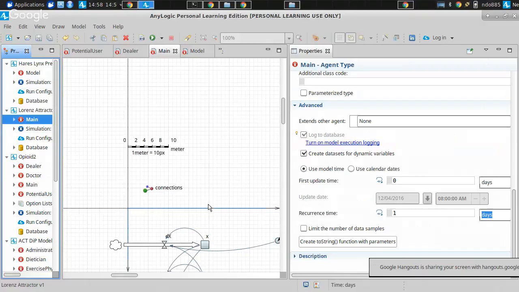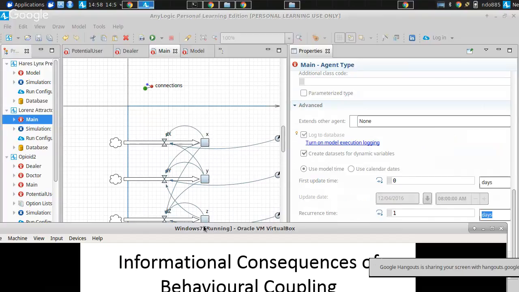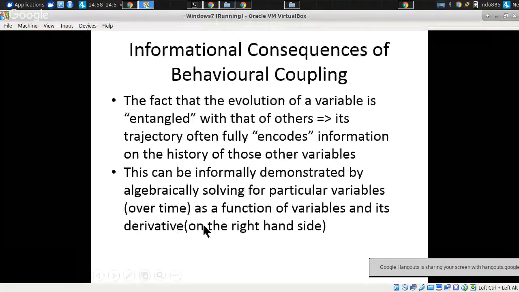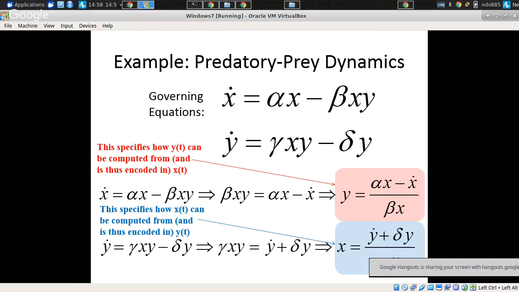So, ladies and gentlemen, here we're going to be dealing with these systems that are coupled. And the fact that one of these variables evolves in a fashion that's entangled with the others means that in some sense it encodes information about the others. Okay? So let's go see algebraically how this comes out. It sounds sensible from what we've been saying that the change in hares tells us about the number of lynx. And the change in lynx, like if it's dropping quickly, it tells us there are few hares. But how does it actually work in terms of the mathematics of it?